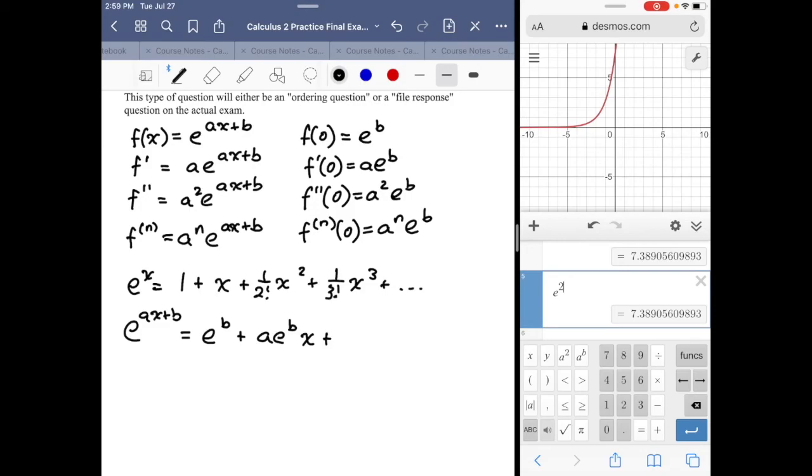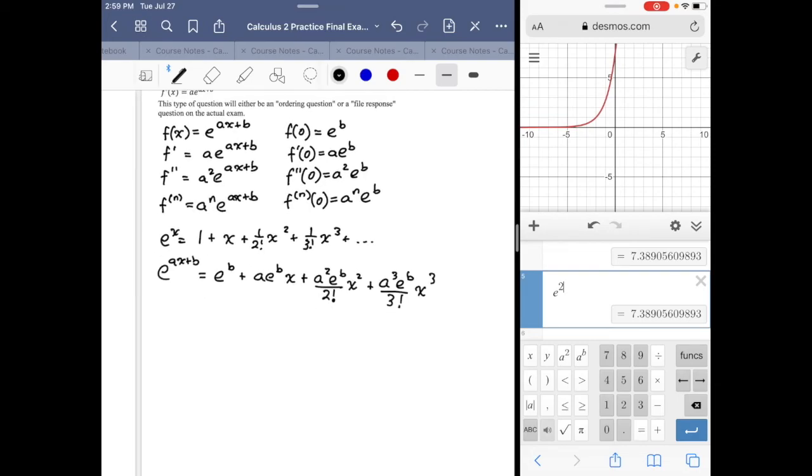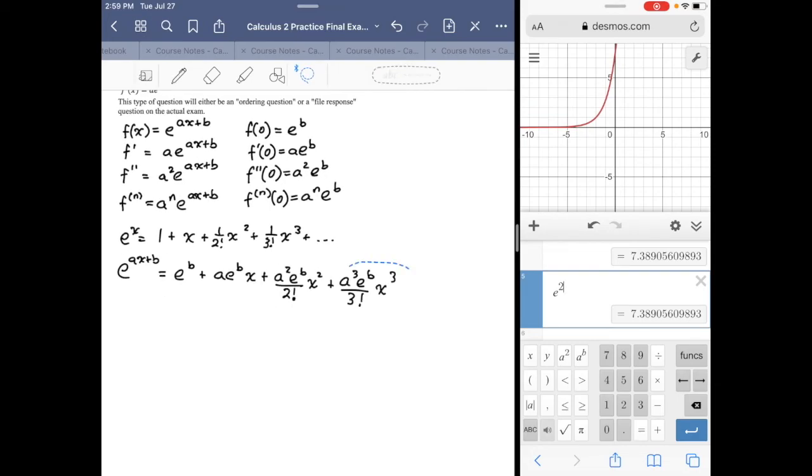Still have the x there. Plus, instead of 1 over 2 factorial, it's going to be a squared e to the b over 2 factorial. Plus, a reasonable assumption would be a cubed e to the b over 3 factorial. Let me just tuck in the x squared that I forgot. And then x cubed. And then we can go all the way around.